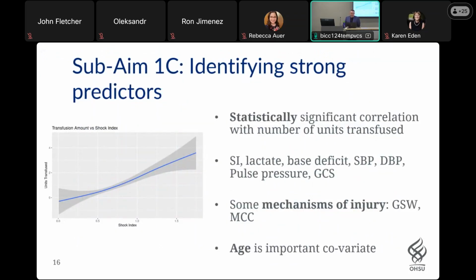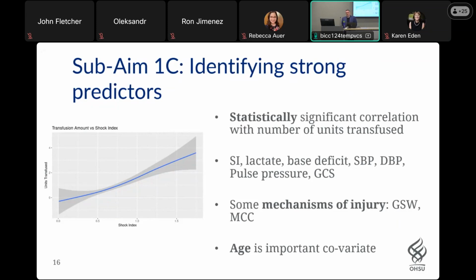Strong predictors are statistically significant correlations, and they are shock index, lactate, base deficit, systolic blood pressure, diastolic blood pressure, pulse pressure, which is the difference between systolic and diastolic blood pressure. It shows tissue perfusion, and Glasgow Coma Scale. So all of these variables were correlating with the number of units transfused actually.